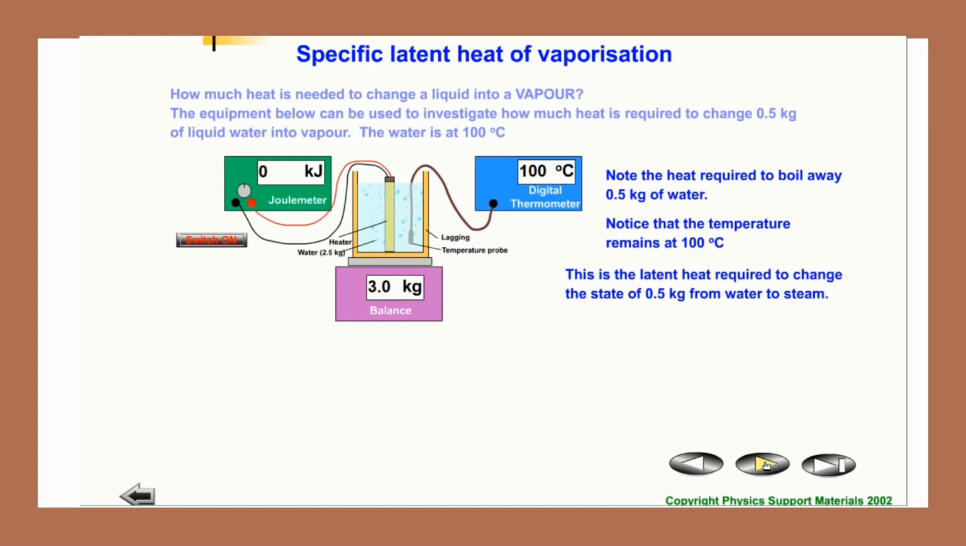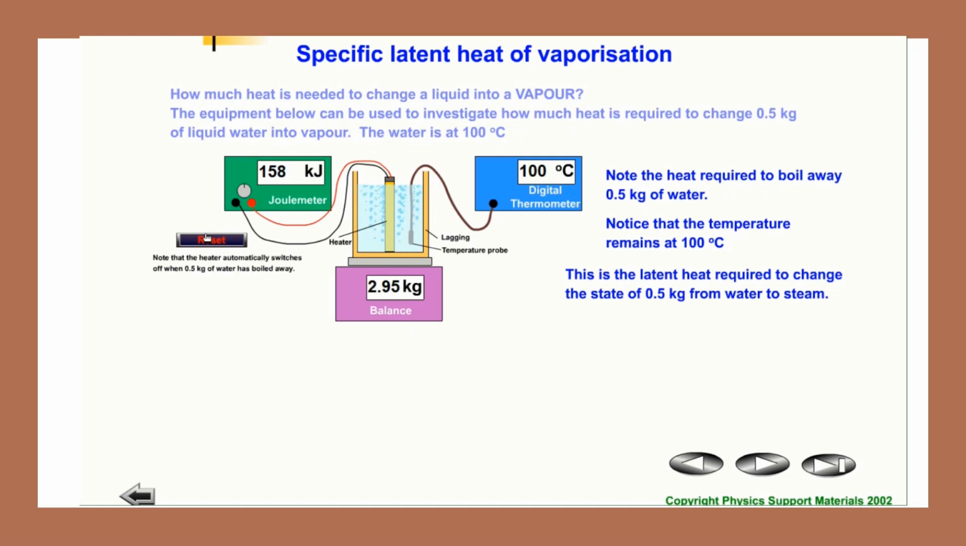When you do this in the lab for real, it's a lot more difficult than it's shown here. On the balance, obviously the water is going to be boiling away, so the temperature was already meant to be at 100, and we're going to have to wait until the mass reading on the balance says 2 kilograms. And then we know that we've boiled away half a kilogram of water.